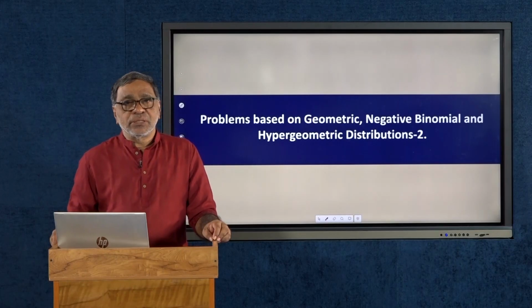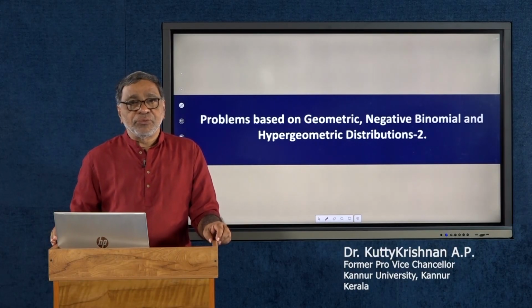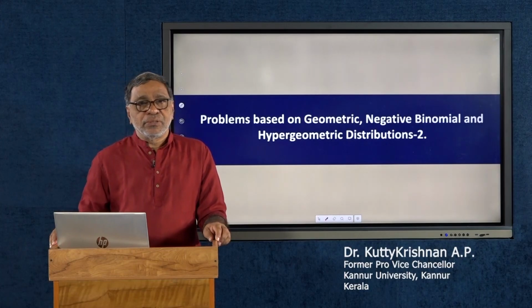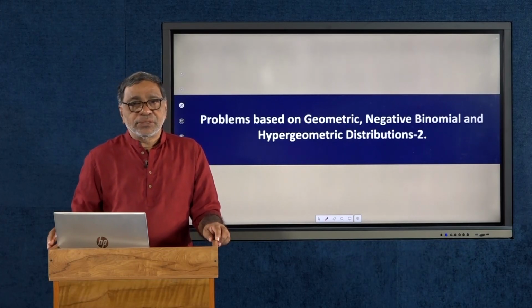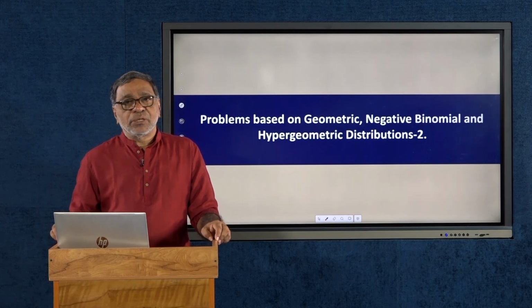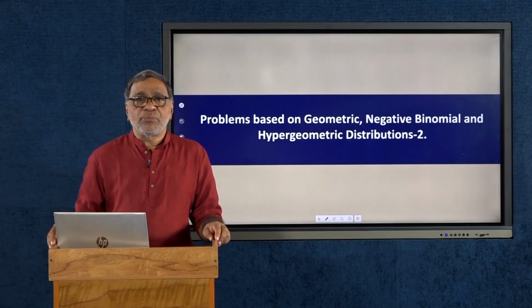In the last session, we have considered some numerical problems with respect to geometric distribution. In this session also, we are going to discuss some problems, some numerical examples related with the geometric distribution.